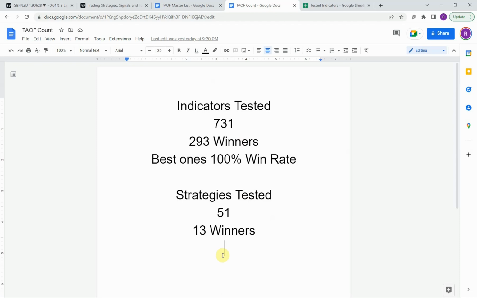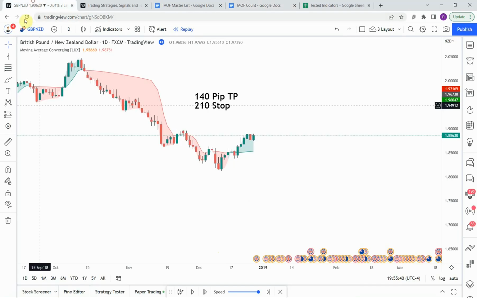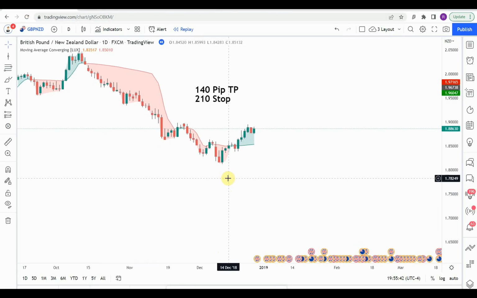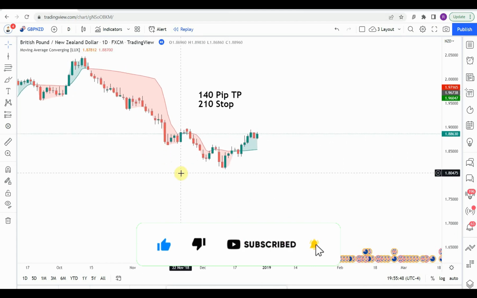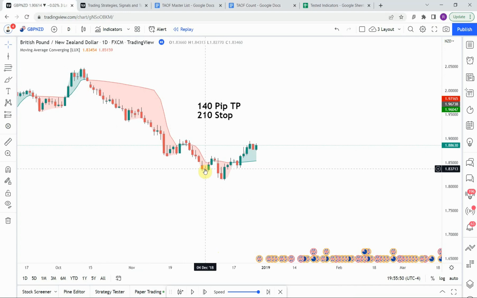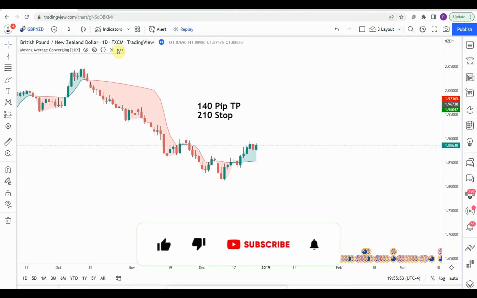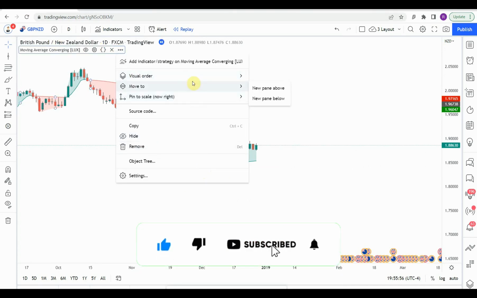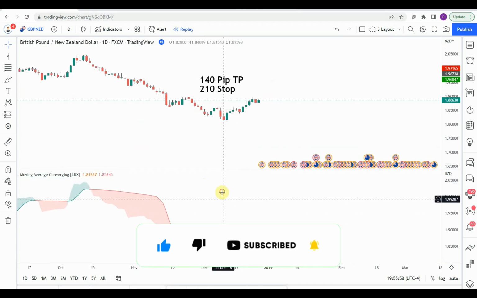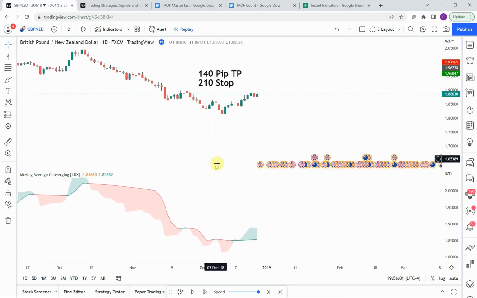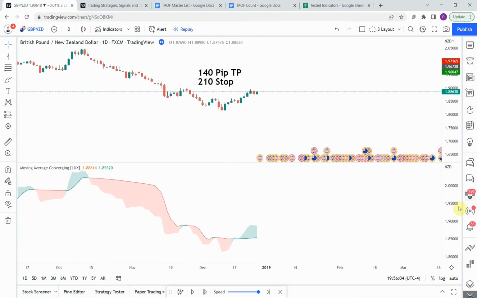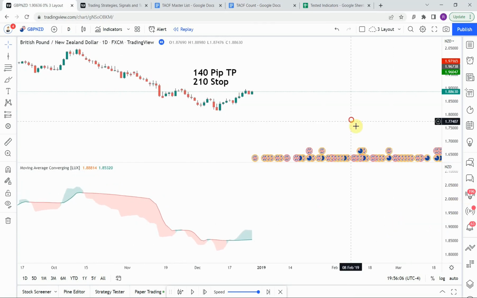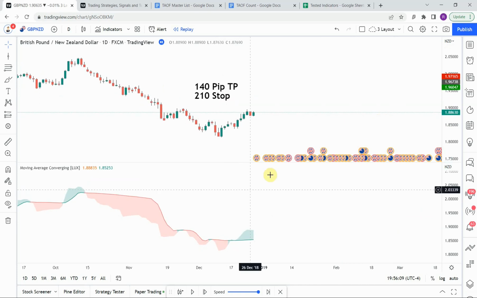And keep in mind that we test most of these strategies and indicators on the Forex market, but they can be applied to just about any market universally. Okay, so today's indicator is the moving average converging indicator, and you can see it here on screen. I'm not going to make any changes to this, but I guess I am going to make one change. Let's go ahead and move it down here into its own pane down below, so that it's just a tad bit easier to see exactly what's happening.